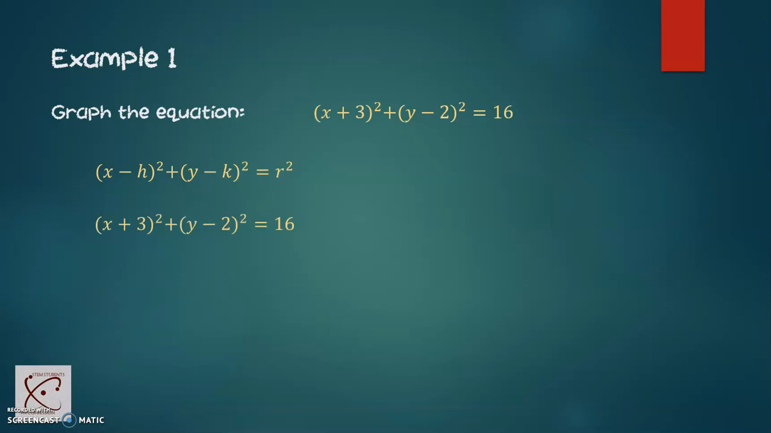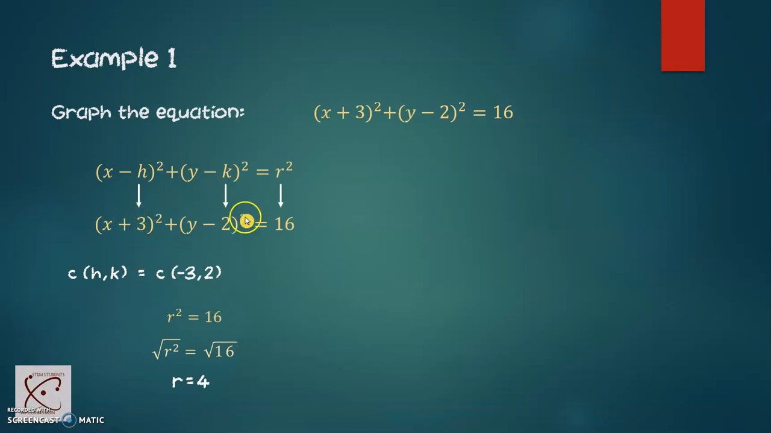And then, kung ating o-obserbahan, ang ating h from this equation is replaced by 3, and then, ang k is replaced by 2, and then, ang r squared is equal to 16. And then, from here, malalaman natin kung ano ang ating center. Ang ating center is at point (h, k) kasi hindi siya at the origin or hindi siya at point (0, 0).